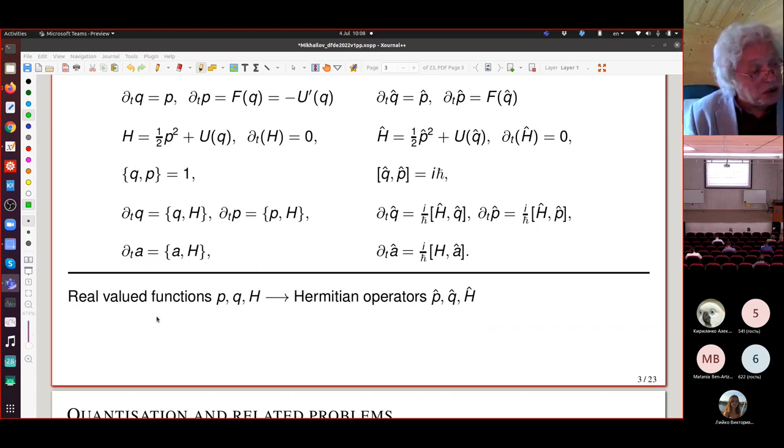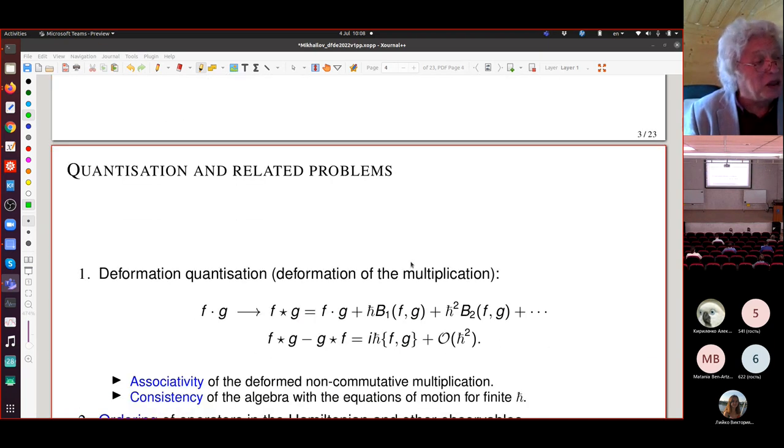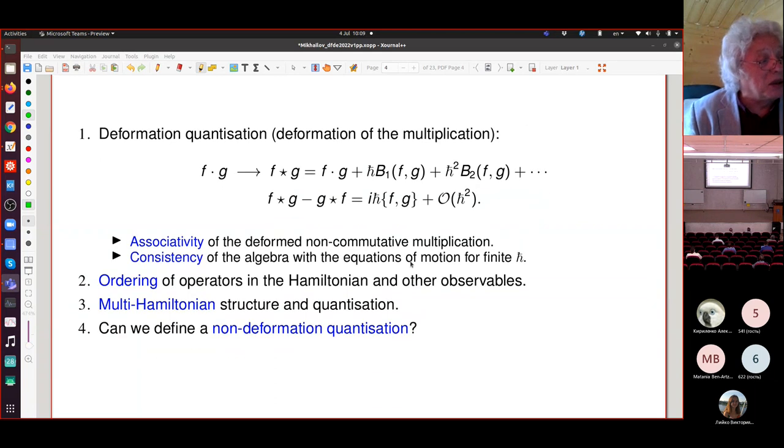But I don't want to go to that level. I just want to first discuss the relationship between classical and quantum mechanics on a simple level, and the next step we will look at probably later on in the future.